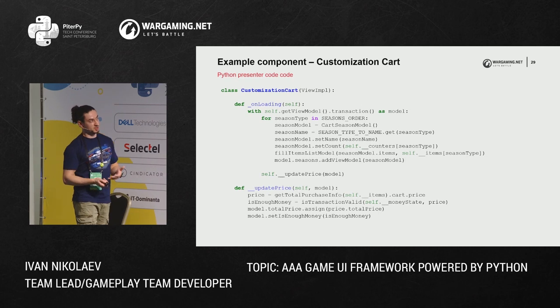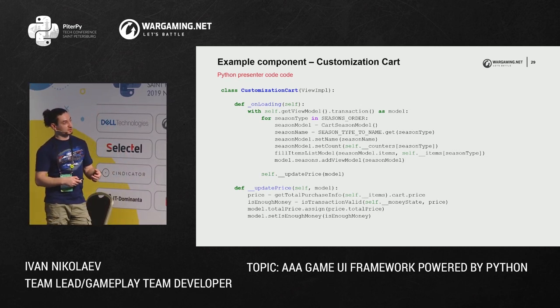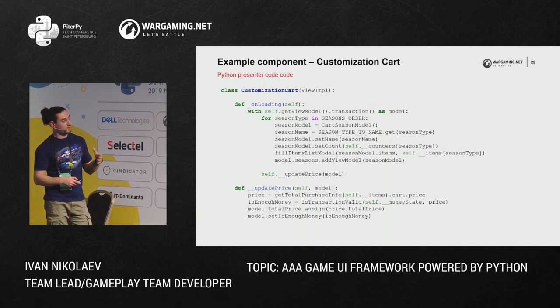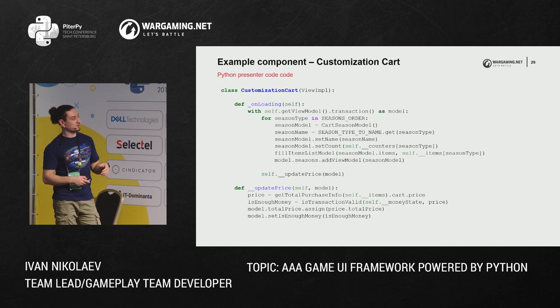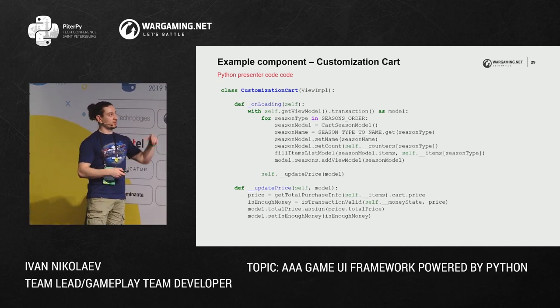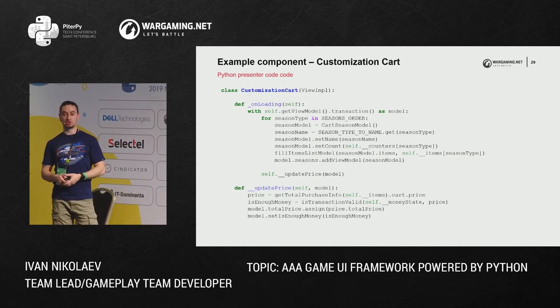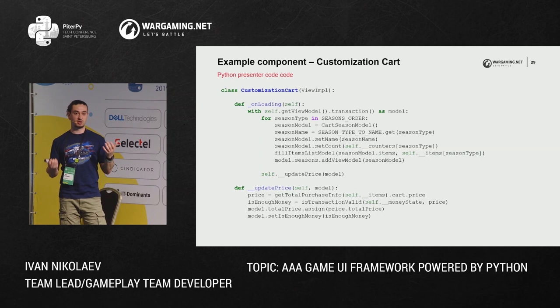So we applied a database concept here. You can lock your model, create a transaction for it, update all the submodels, like the price here, set the counter of given seasons, create and populate and so on, and unlock the model. When the context manager goes out of scope, it will send all the changes in a batch, and you will have an efficient update of only what is needed.